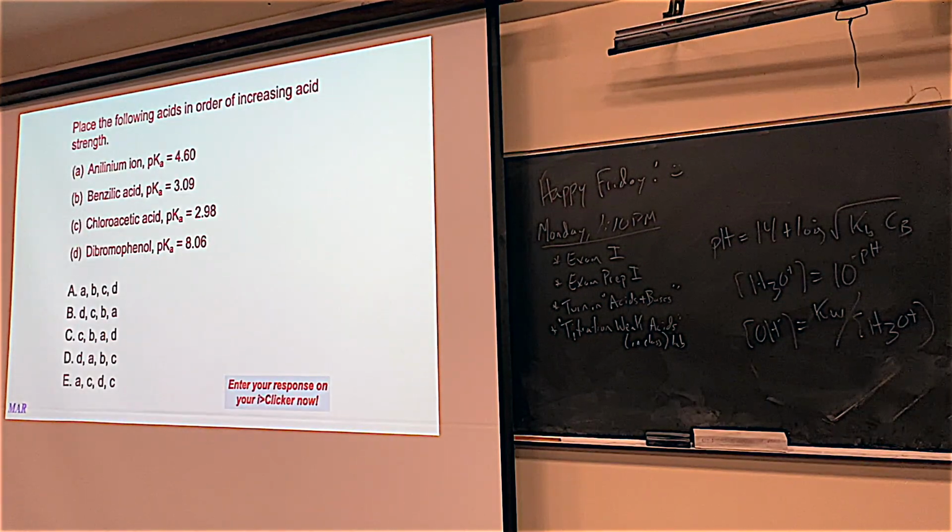Cool. All right, here we've got a bunch of acids, and we've got their pKa's. And the question is, put these acids in order of increasing acid strength, all right? So we want the weakest acid first and the strongest acid last. See if you can do that based on those pKa's. And again, there's a couple ways to do this problem.